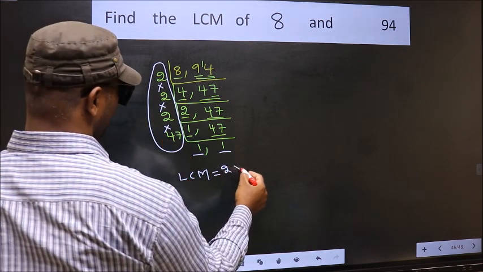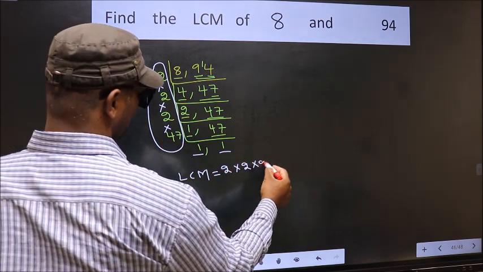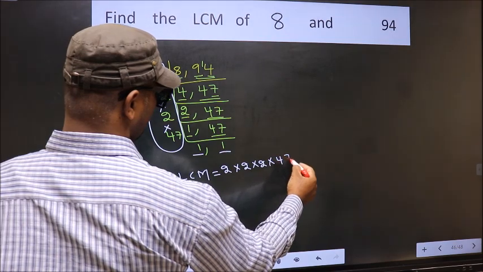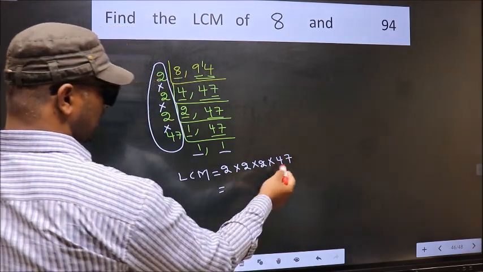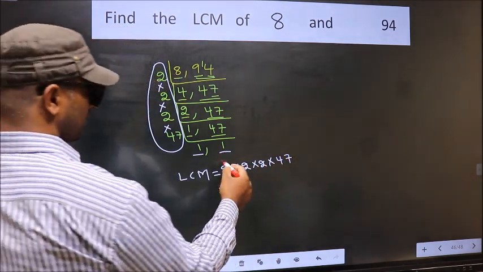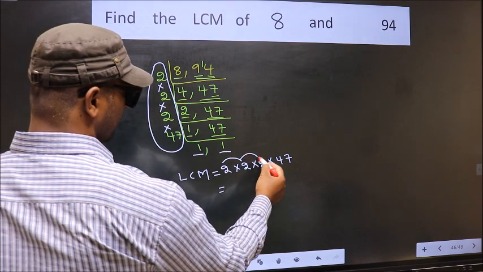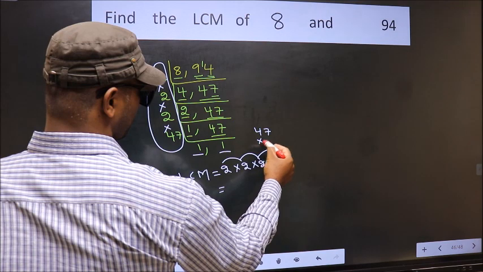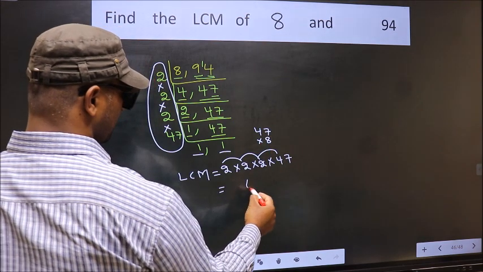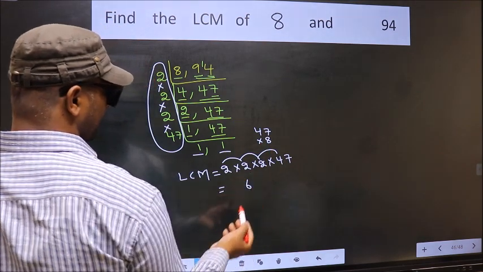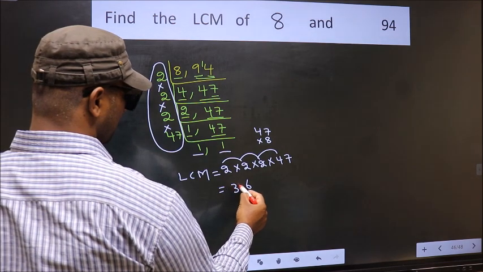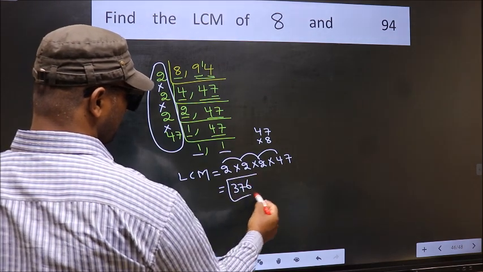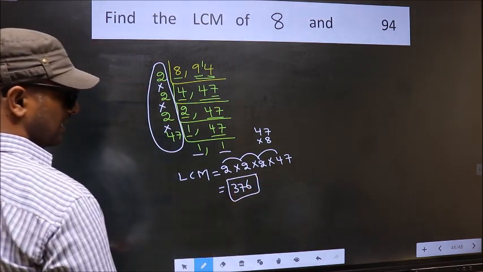That is 2 into 2 into 2 into 47. So let us multiply all these numbers. 2 into 2, 4, into 2, 8, into 47. 8 into 7, 56, 6, carry 5; 8 into 4, 32, plus 5, 37. So 376 is our LCM.